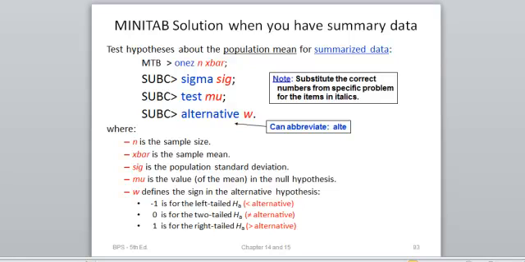This ends part 11, and we will continue with hypothesis testing in part 12.